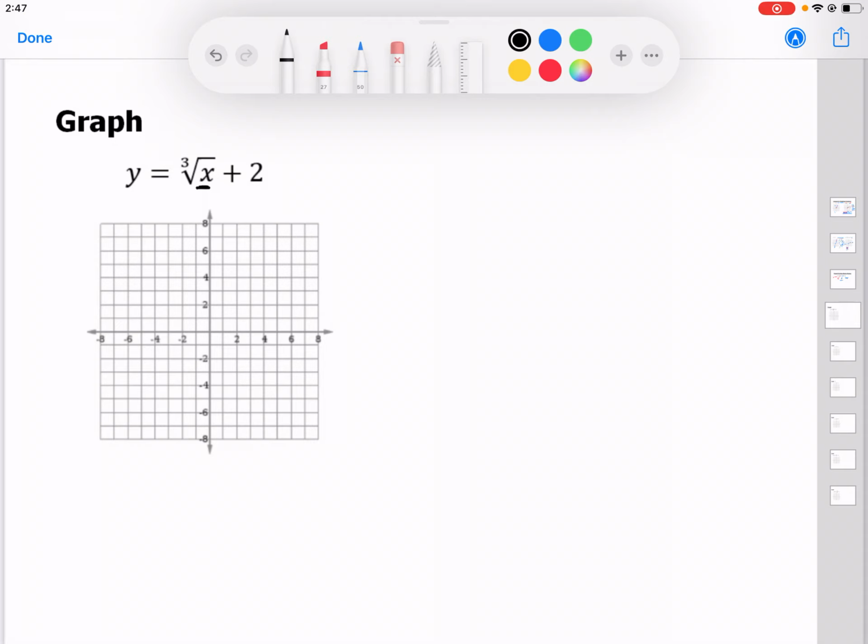Really what you're doing is you're finding the zero of the expression under the radical. So if you're a table method person, in this case, your zero would be just zero because there's nothing added or subtracted to the x under the radical. And when it comes to table method, I need to know the shape. So it's a cube root function, so it's going to look like this, like so. So the stretched S shape.